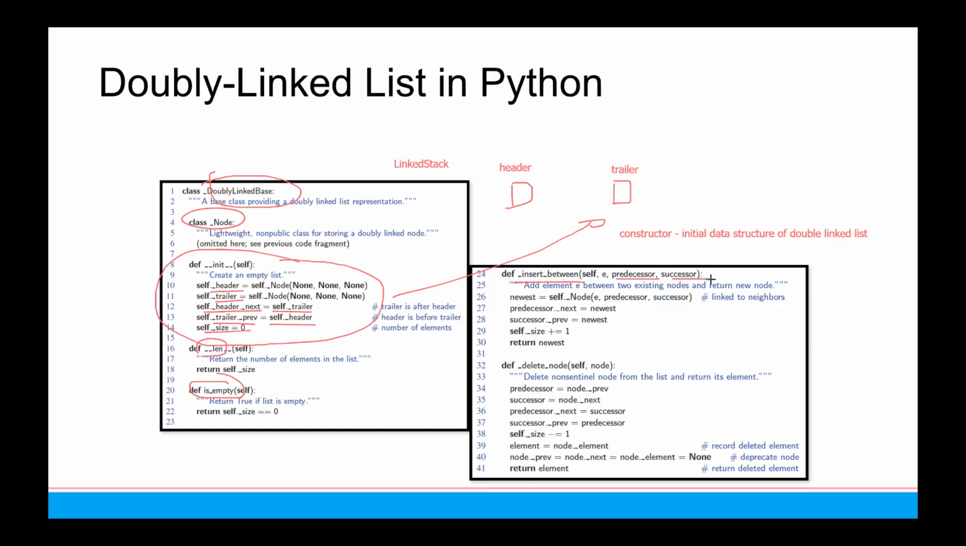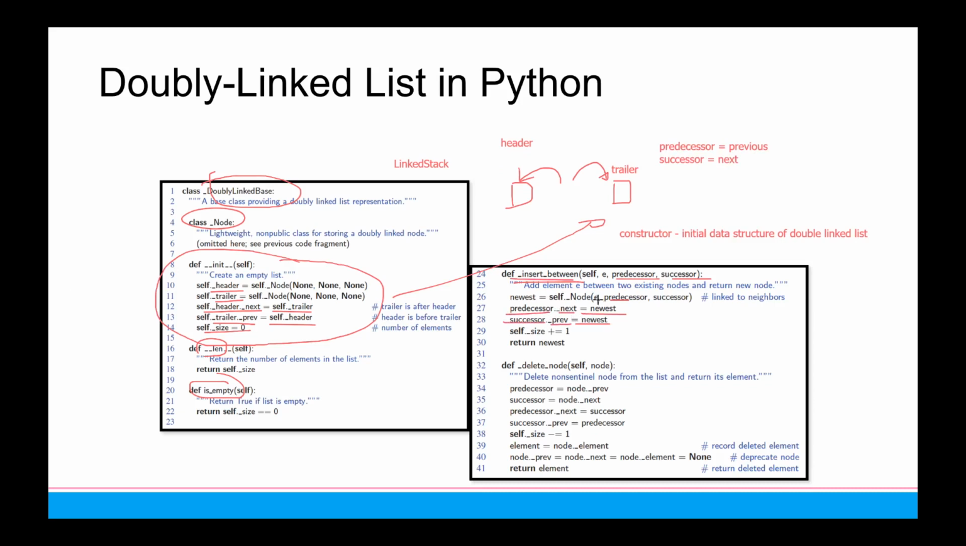So what is the predecessor and successor? The predecessor means before, and successor means the next. So the predecessor is the previous one, and the successor is the next. So we insert in between, then the predecessor of the next will be the newest, and the successor of the previous will be the newest.